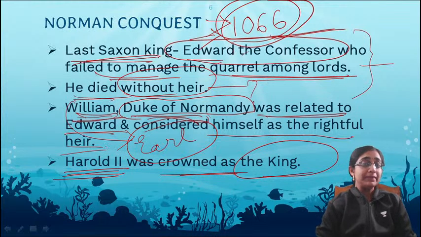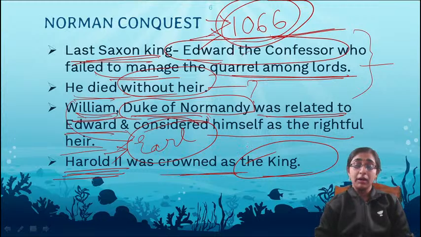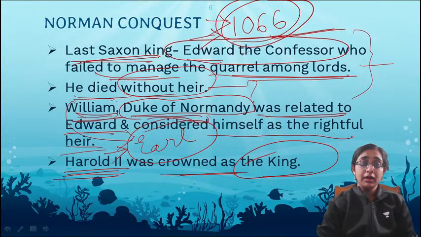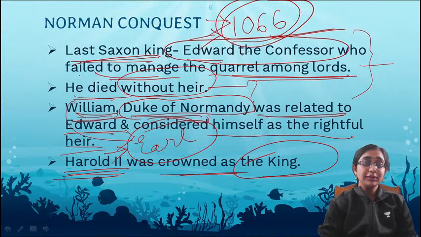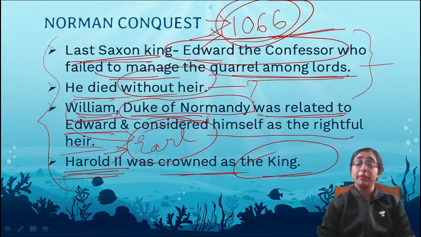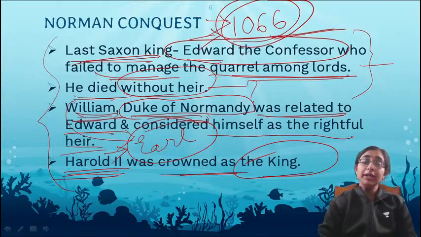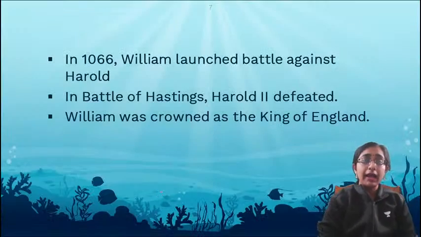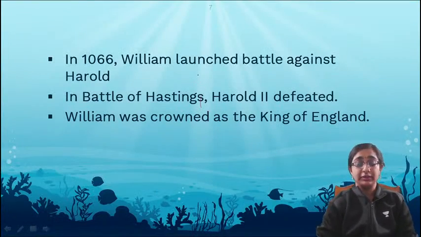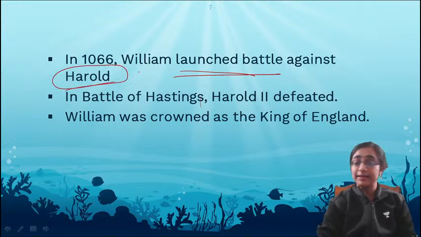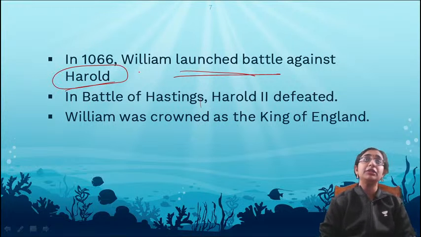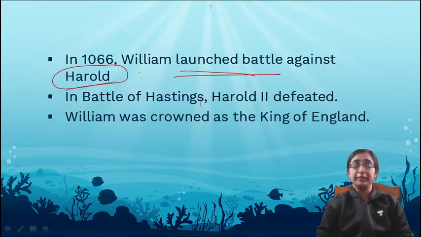So the people have decided to crown Harold II as the king. Now, naturally, William will not be very pleased listening to that, right? So that is the major background of Norman conquest. When Harold II became the king, William became very angry and he decided to revolt. He decided to launch a battle against Harold II. So that was the major background of Norman conquest.